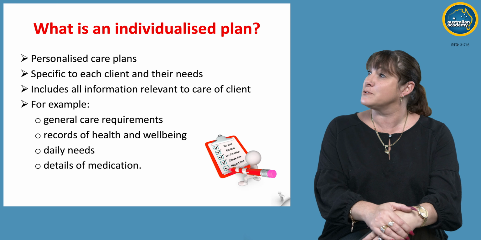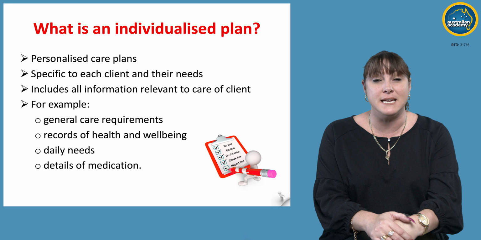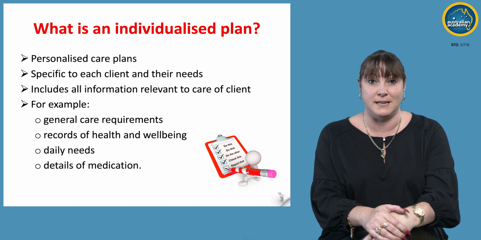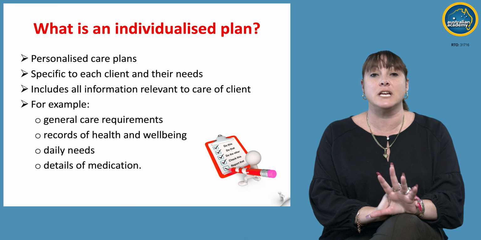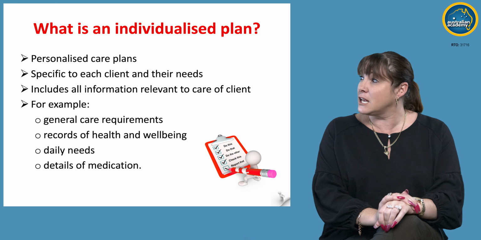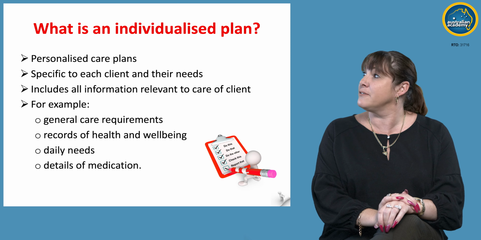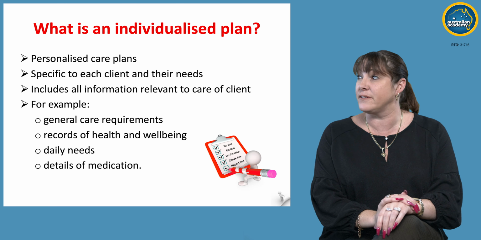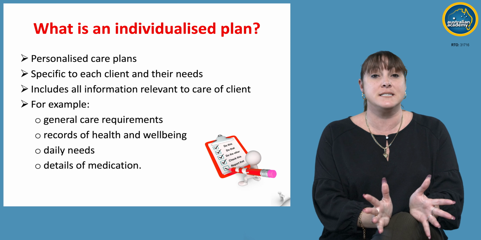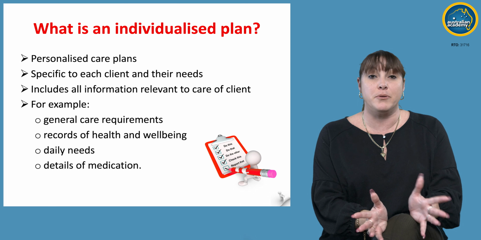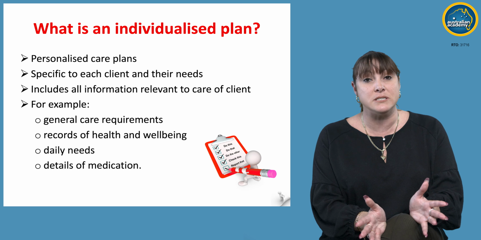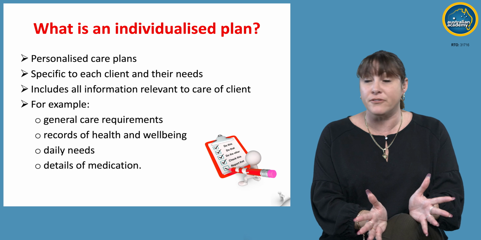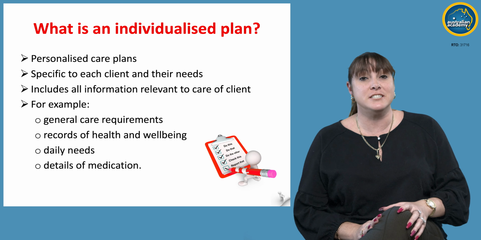So what is an individualised plan? So it's a personalised care plan for that particular client. No two care plans are the same. It is specific to the client and their needs. It includes all the information of relevant care to the client. So this could be anything from general care, likes, dislikes, preferences, any previous medical history, family and advocate name and contact details, end of life care, daily medication and daily needs.